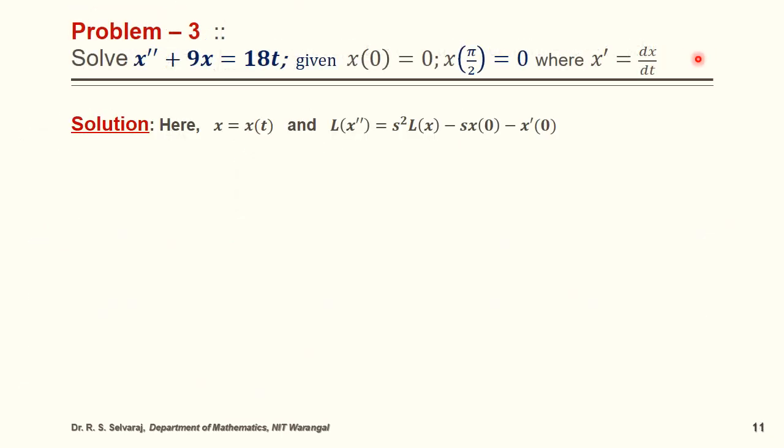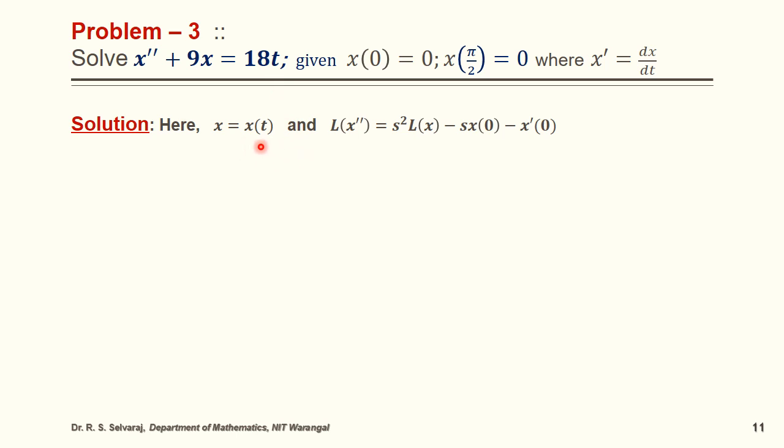Now we will consider problem number 3, which is to solve x double dash plus 9x is equal to 18t, given x of 0 is equal to 0, x of pi by 2 is equal to 0, where x dash is dx by dt. Note that unlike in the previous problems, in this problem we are given the dependent variable to be x. As usual, the independent variable is t. So x is a function of t.